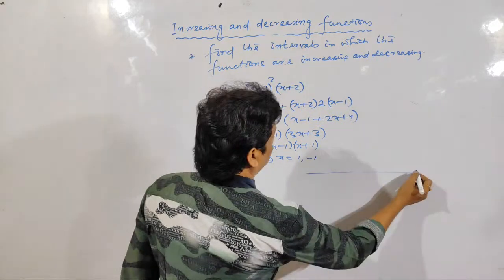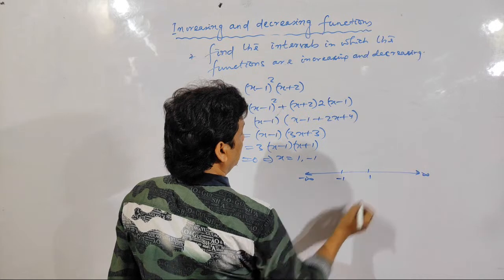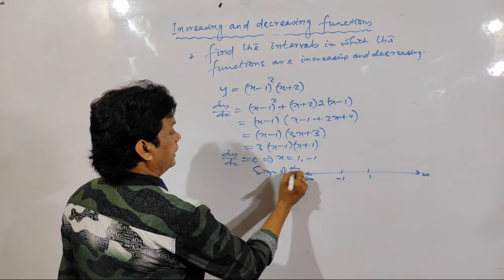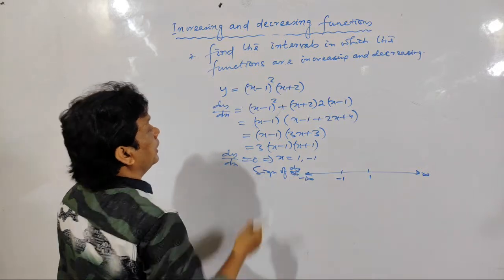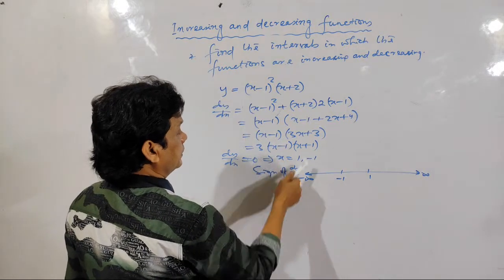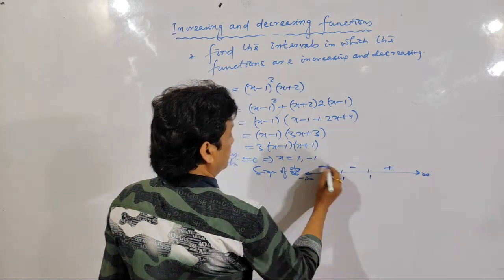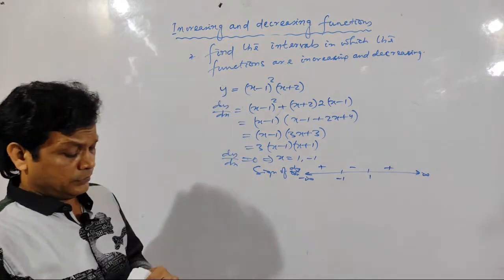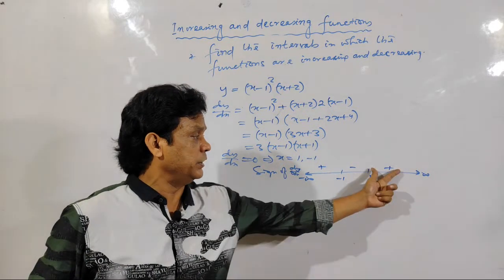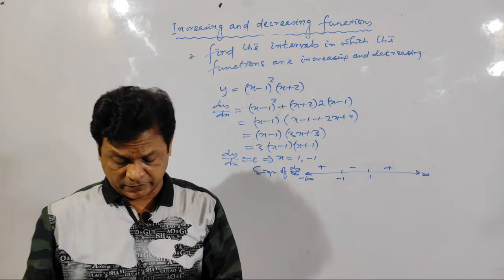Okay, so this will be the number line, infinity, this is minus infinity, and minus 1, 1. So this is the sign of dy by dx, and here the sign of the derivative, the sign of x square is positive, so positive, negative, positive. Now you can write, in this interval it is positive, in this interval it is positive. That means in these two intervals the function is increasing, and in this interval the function is decreasing.